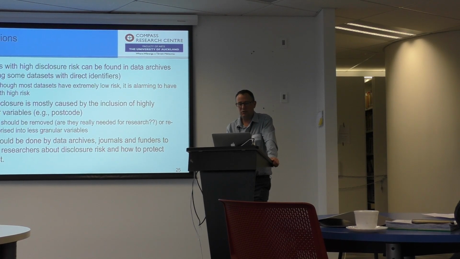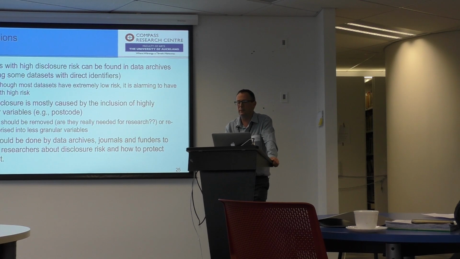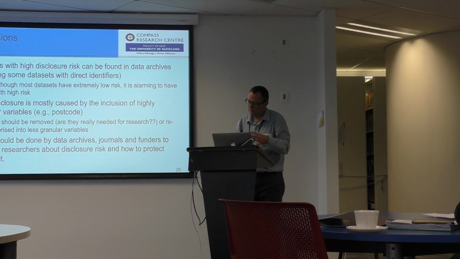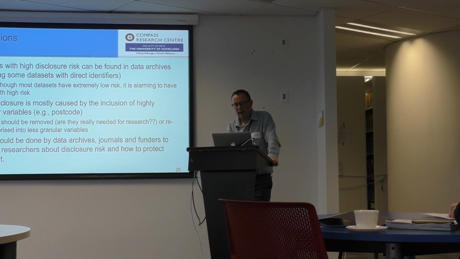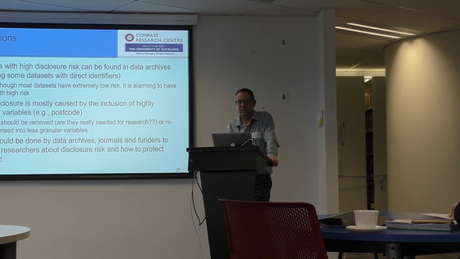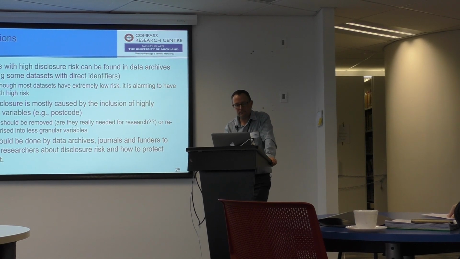My view certainly is that they should be removed. I mean, most of these aren't really needed for research. They're just in there because they were in there historically. Or, at the very least, if some sort of location variable is needed, then you bring it up to a size that means that you don't have high disclosure risk. And I think more should be done by data archives, journals and funders to educate researchers about disclosure risk rather than just telling them, you should do this.